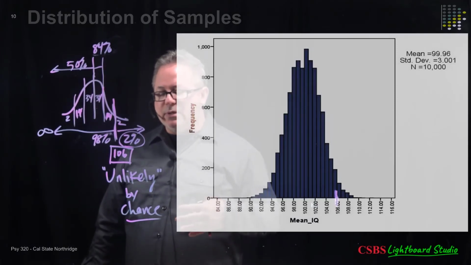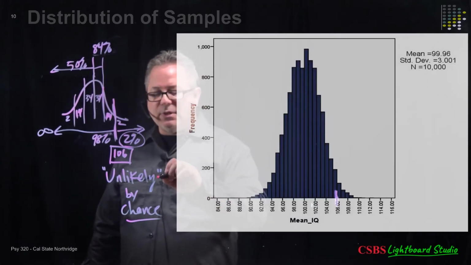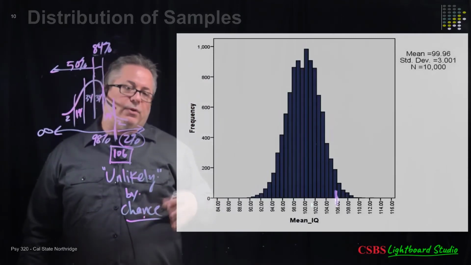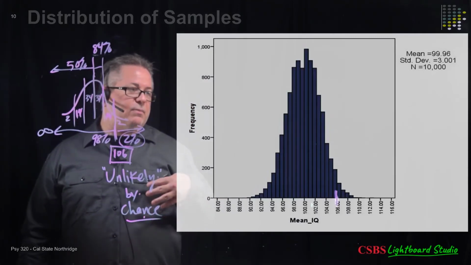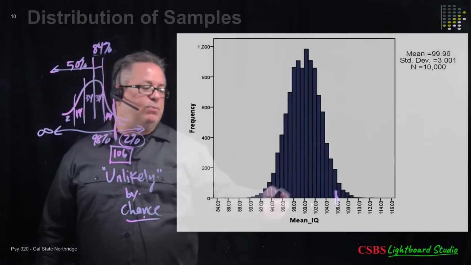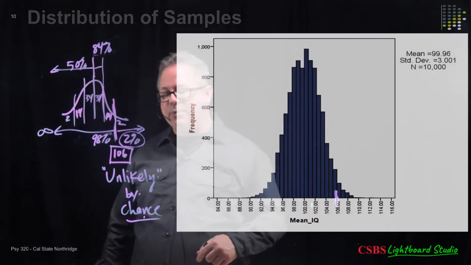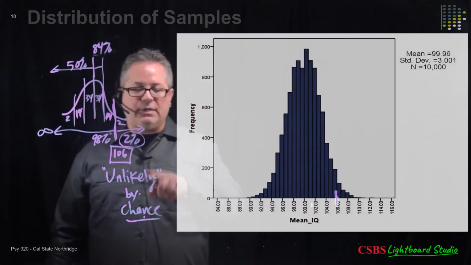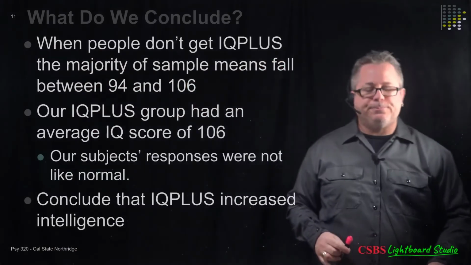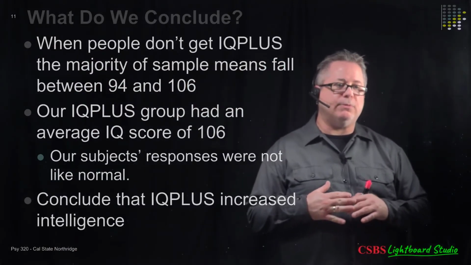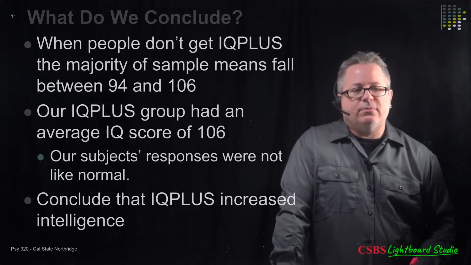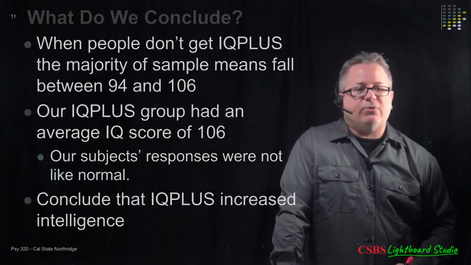So again, the logic here is that because it's unlikely to have happened by chance, we're going to use that as an argument to say that it's more feasible that IQ Plus worked and moved the sample up 6 units than to get 6 units just by chance alone. So what do we conclude here? When people don't get IQ Plus, the majority of the sample means fall between 94 and 96.